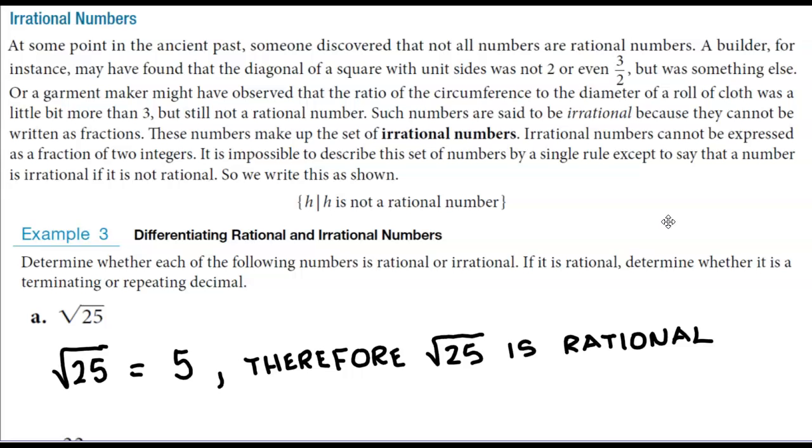Such numbers are said to be irrational because they cannot be written as fractions. These numbers make up the set of irrational numbers. Irrational numbers cannot be expressed as a fraction of two integers. It is impossible to describe this set of numbers by a single rule except to say that a number is irrational if it is not rational. So we write this as shown. We would have the set of h such that h is not a rational number.